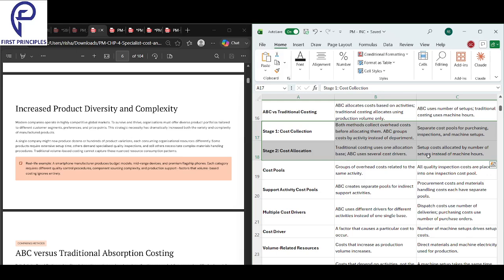It is a two-stage process: first you collect the cost, second you allocate the cost. One is cost collection, one is cost allocation.